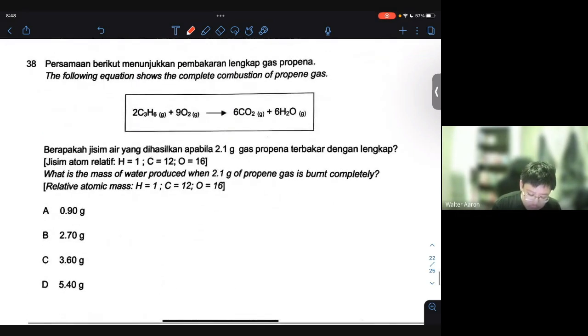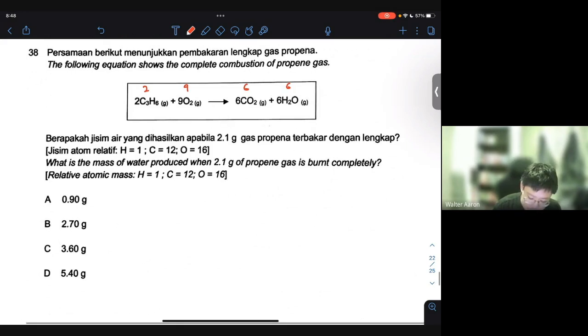38. The following equation shows the complete combustion of propene gas. What is the mass of water produced when 2.1 grams of propene gas is burned completely? So you can see here in terms of number of moles, 2 moles react with 9 moles to give you 6 moles and 6 moles, right? So we're going to see how many moles of propene is in 2.1 grams. So we'll start off with calculating the molar mass of propene.